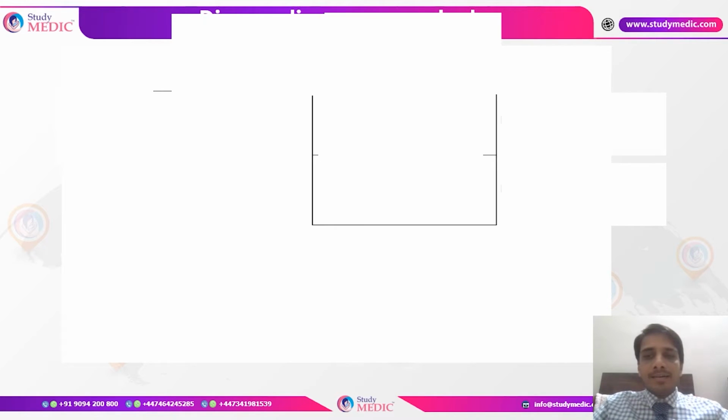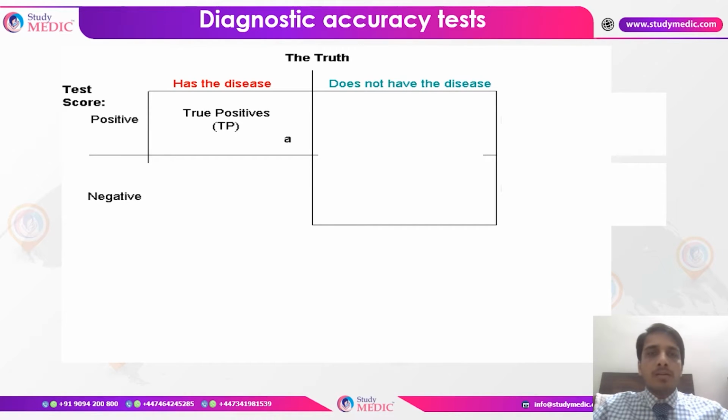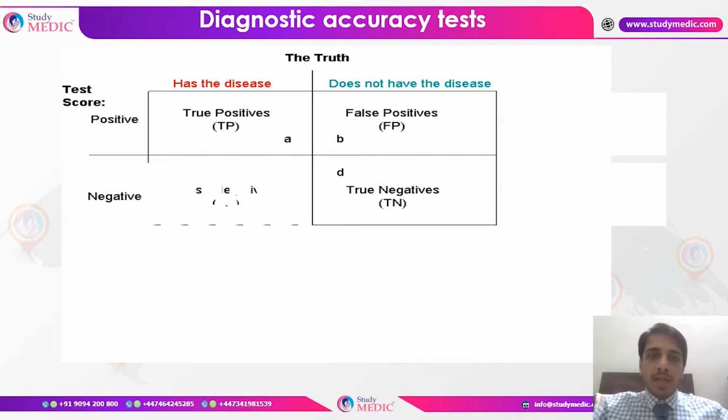Now let us try to understand the definitions of diagnostic accuracy test one by one. If the test is positive and they also have the disease, it is true positive. If the test is negative and they do not have the disease, it is true negative. If the test is positive but they do not have the disease, it is false positive. And if the test is negative but they have the disease, it is false negative.